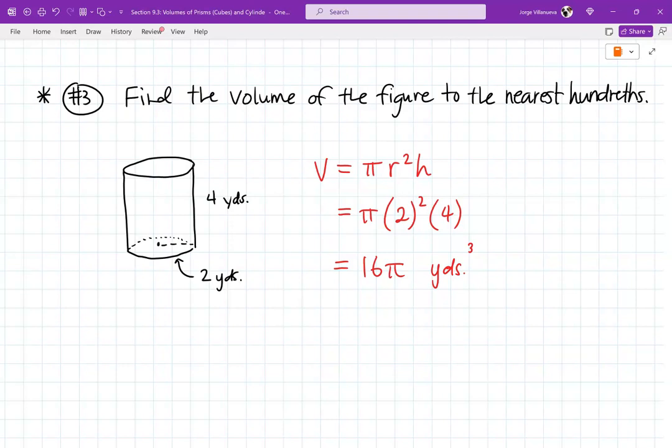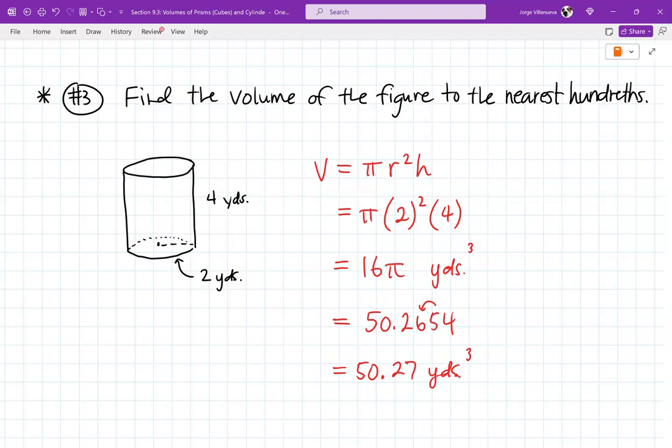But I need the actual decimal answer. What is it? Say again, 50.2... 2654. No, it's fine. Because the nearest hundredth means this 5 is going to have to move that to a 7. So that's 50.27 cubic yards. And that would be my answer.